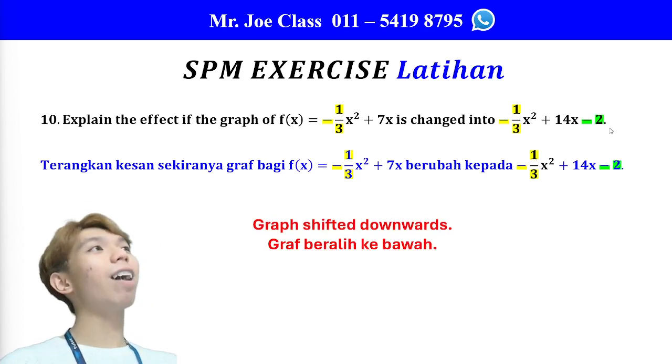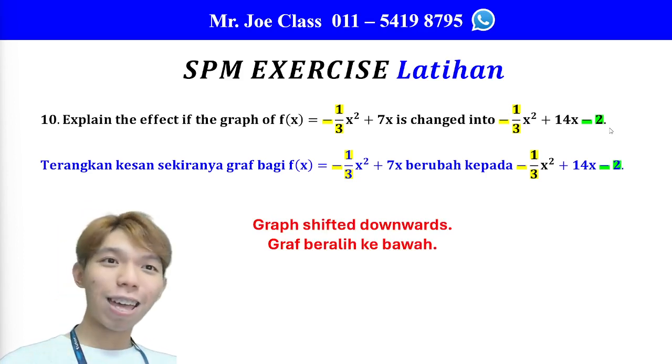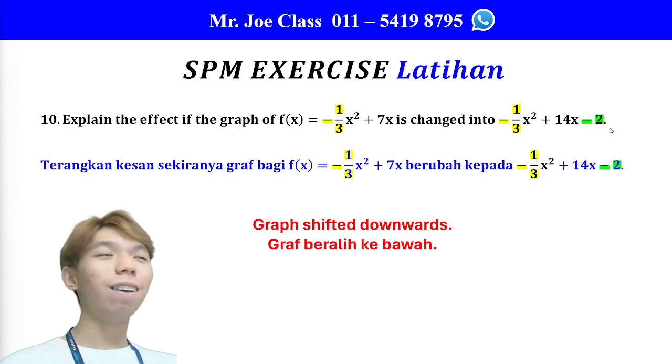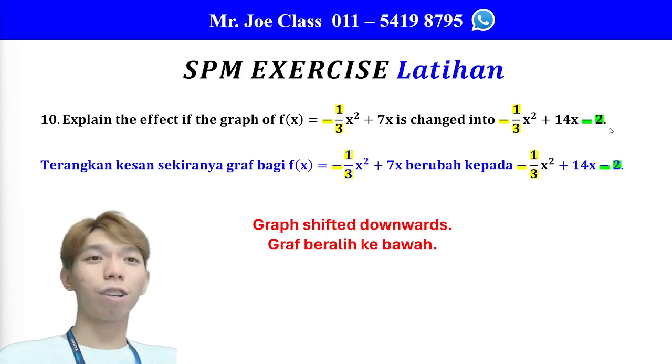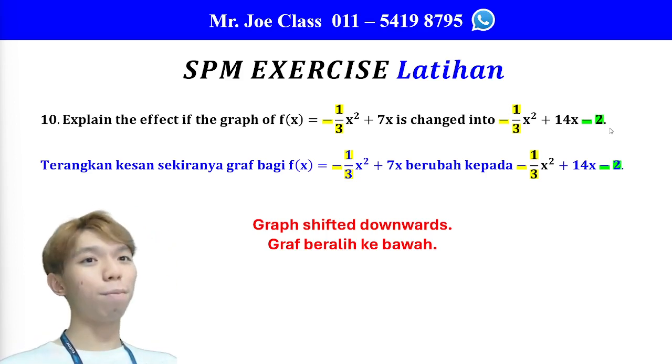Okay, and that's all you have to know about the value of A, value of B, and value of C, and how it will influence and change the shape of the graph. You have to memorize all this, okay?